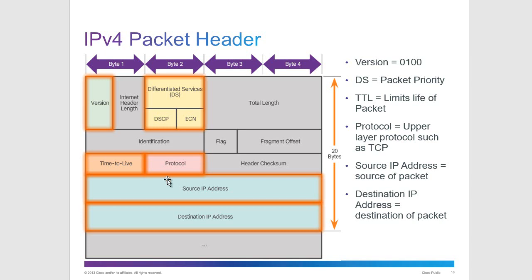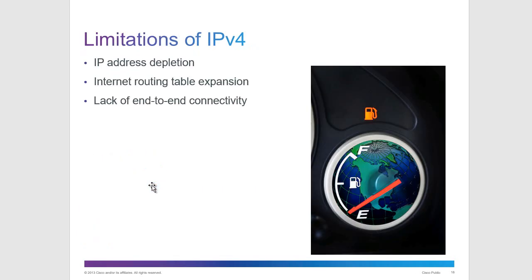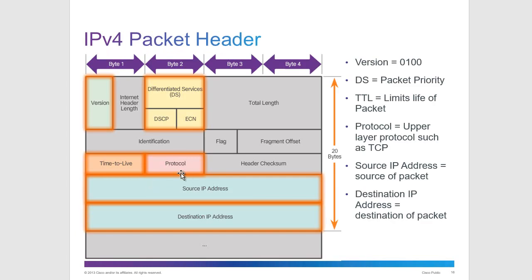Your protocol field identifies your next level protocol. That could be something like UDP or TCP, which are both transport layer protocols. Then, of course, you've got your source IP and your destination IP address. You've got a couple other things in here. The identification, flag, and fragment offset keep track of fragments. But really, you want to know the ones that are highlighted here. So make sure you keep track of those and know those. All right.